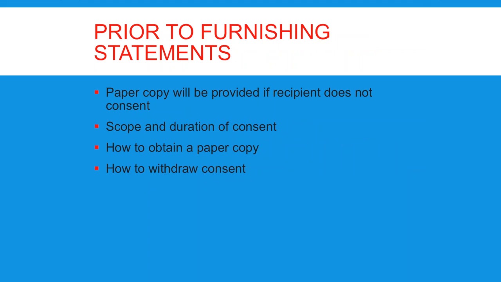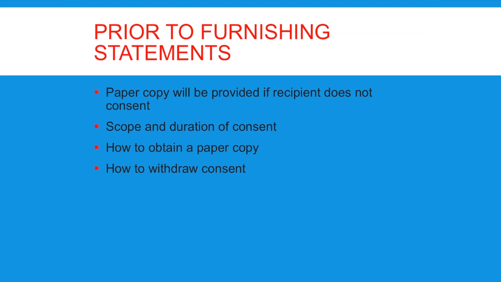Prior to furnishing statements, just know that a paper copy can be provided to the recipient if they don't consent. So you might have 10 vendors and 5 of them say, yeah, I'd be happy to get an electronic form, I don't want any more paper on my desk, and they take them. But the other 5 say, no, I want to get the paper. And so you still have the opportunity to send that paper copy out to them if they do not assent. You have to list the scope and the duration of that consent. Is it an ongoing consent? Are you only doing it for 1 year? Are you doing it for 2 years? And then how they could get a paper copy if they wanted one, and how they can stop getting electronic copies if they need to.